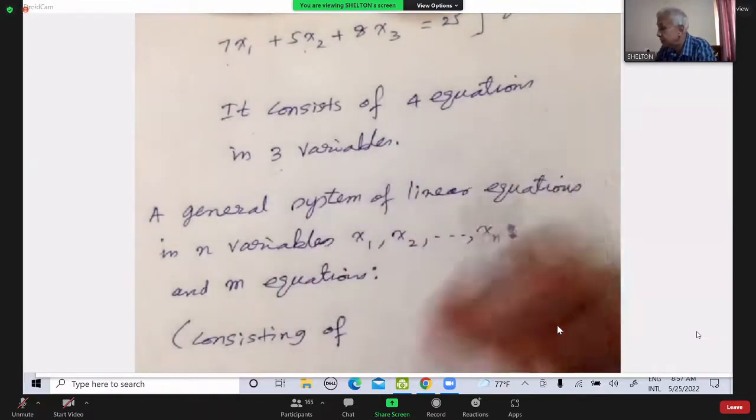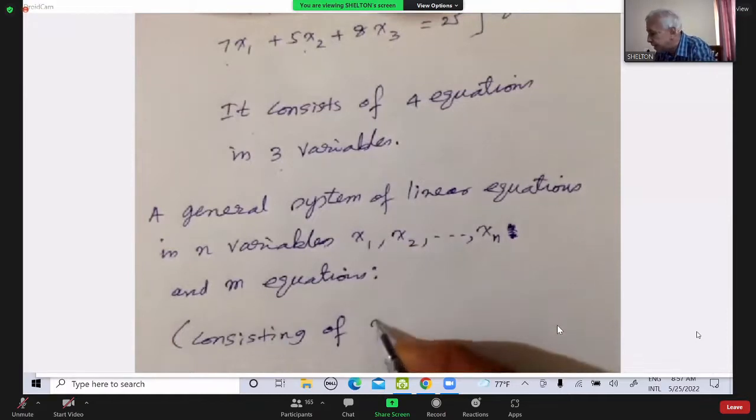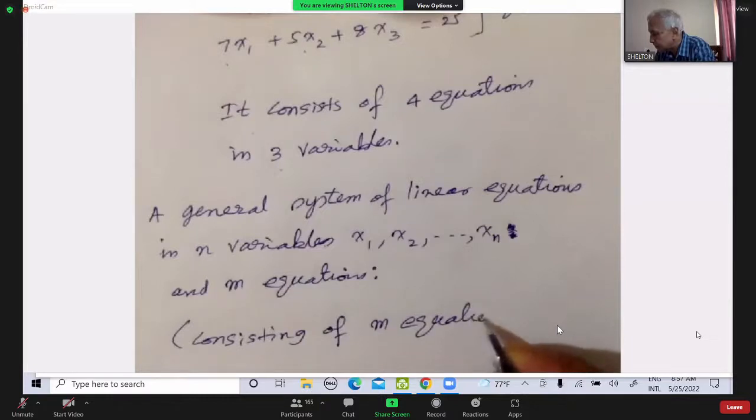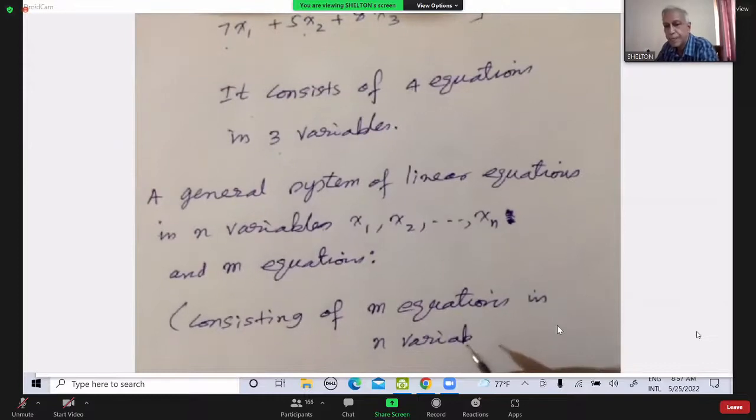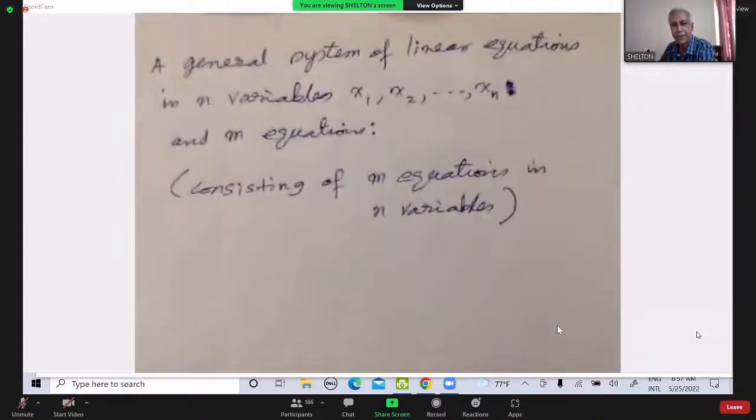Consist of 4 equations. Now what is the number of equations? I said m, consisting of m equations. M equations in n variables, n unknowns or variables. How does it look? A general system. That is what I'm going to write down.